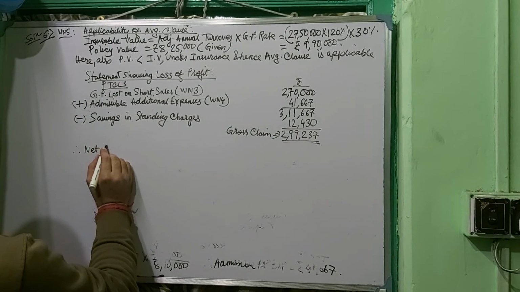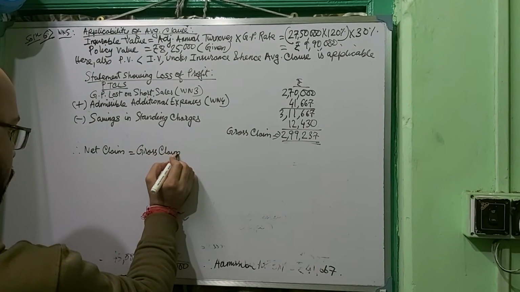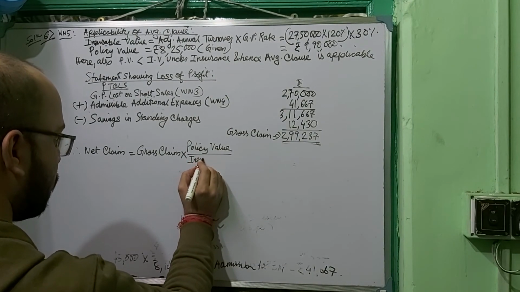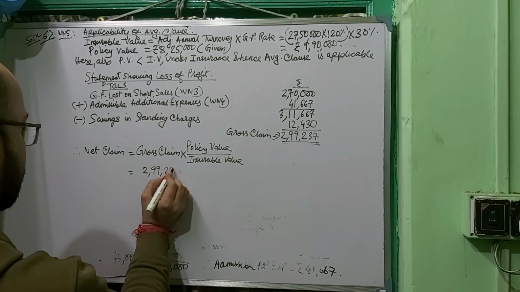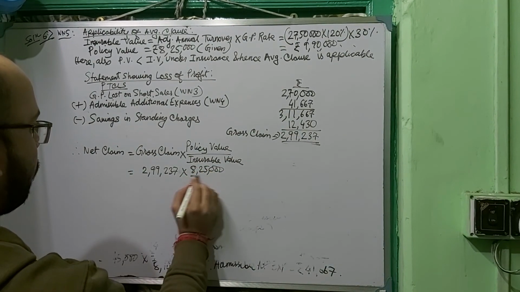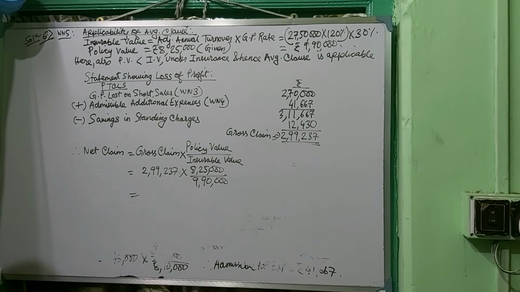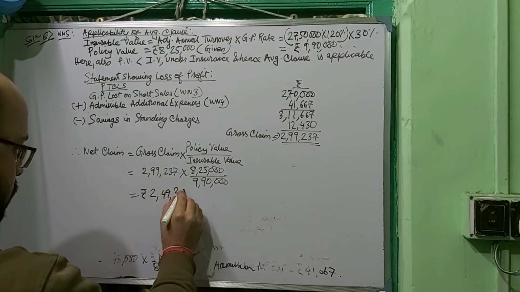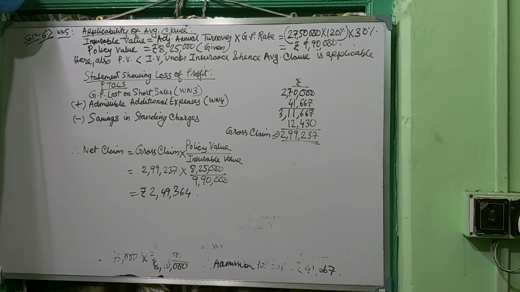Therefore, net claim is equal to gross claim into policy value by insurable value. Gross claim is 2,99,237. Policy value is given in the sum 8,25,000, and insurable value you computed 9,90,000, right? If you calculate that, you will get 2,49,364, which is also in approx. Okay, so this is the sum. This is the net claim you will be getting from this sum.